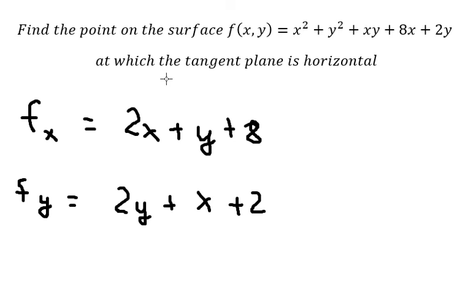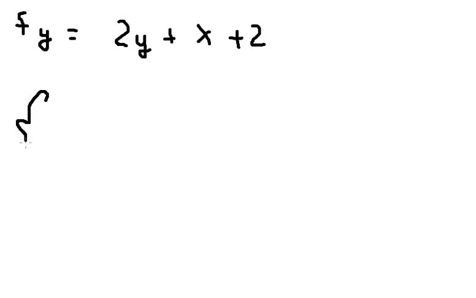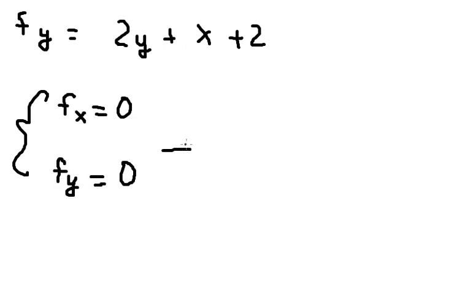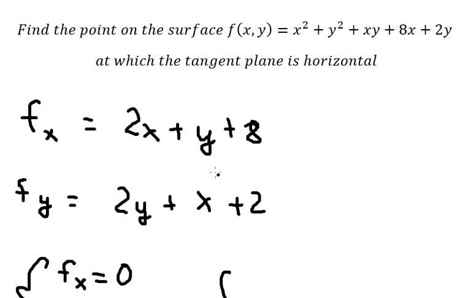So because the tangent plane is horizontal, that means first the derivative of f with respect to x equals to number 0, and the second one equals to number 0. So we have this one and this one.